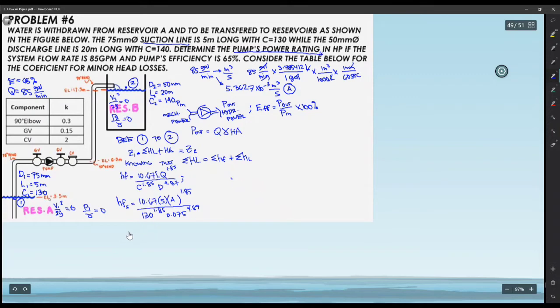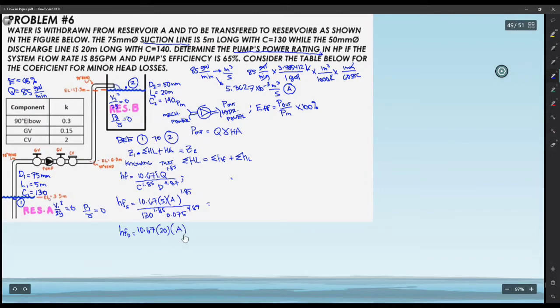Okay, so bago natin pindutin to, isulat na rin natin yung equation or yung value ng HF, major head loss, para kay discharge line. So para doon, isusulat ko na lang is naka-sub D siya para masabing discharge. So that is 10.67 multiplied by 20. And then same lang din yung Q.